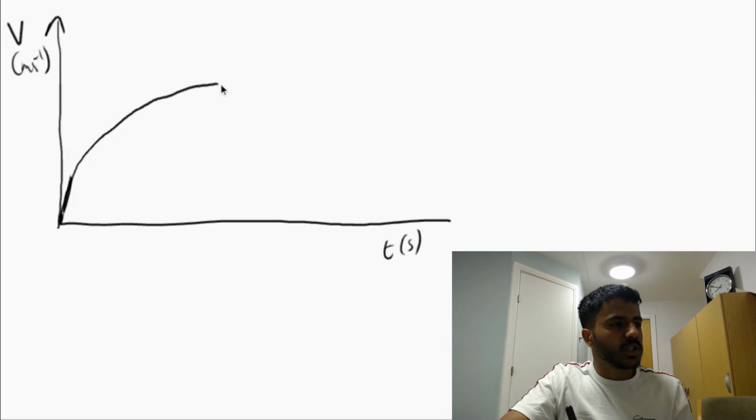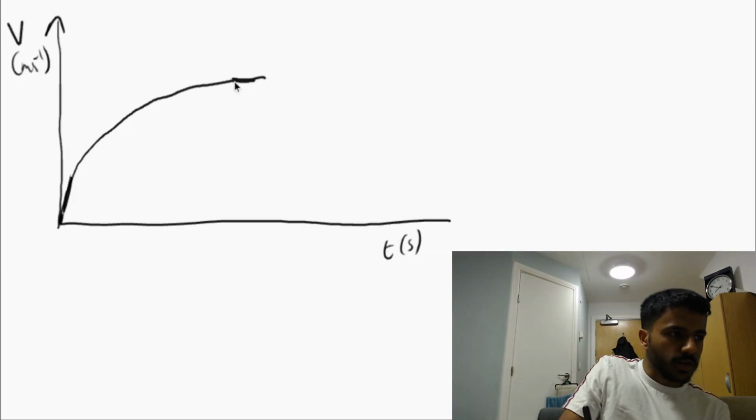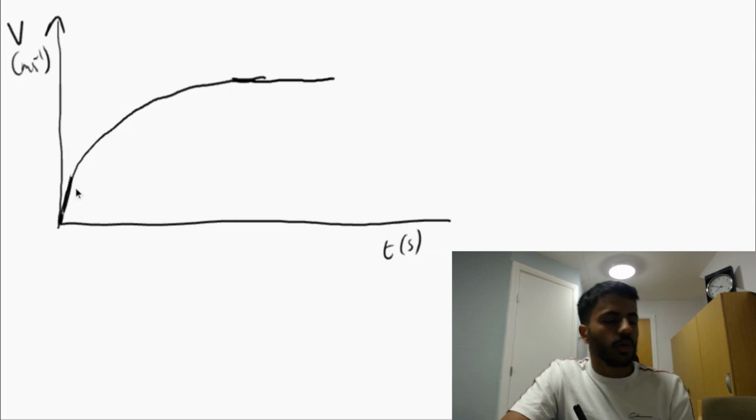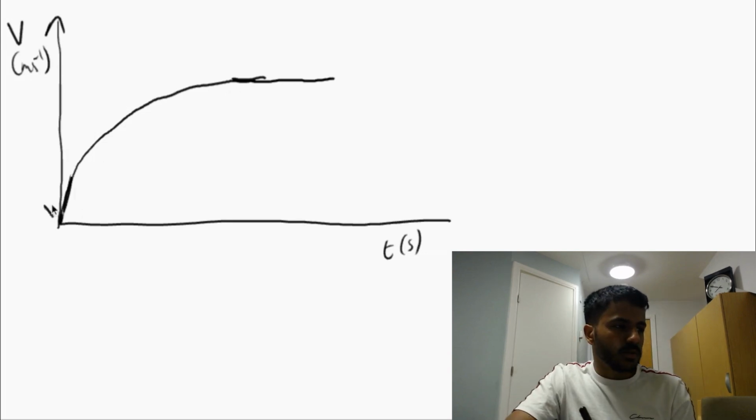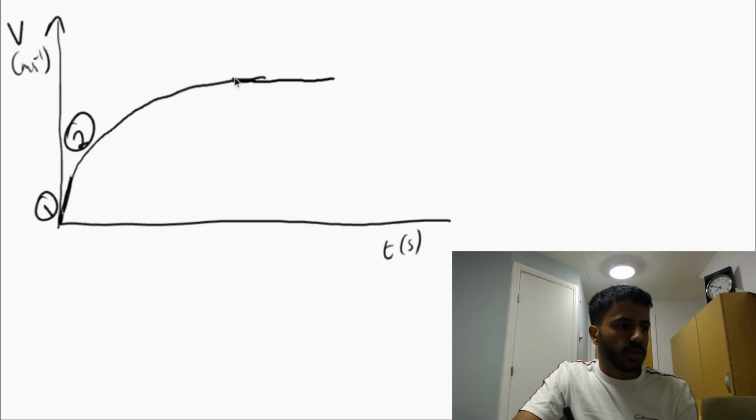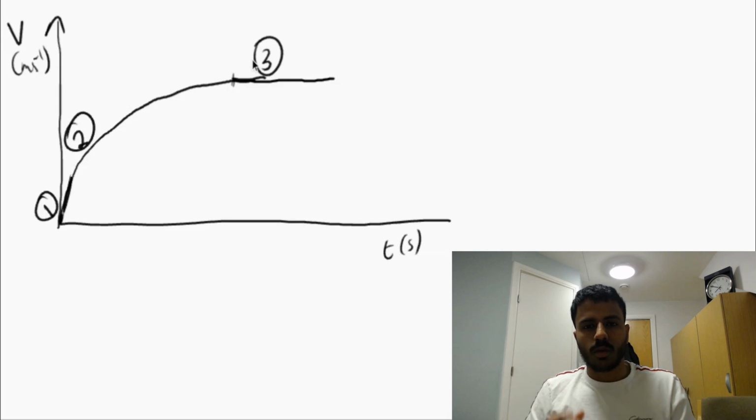So it's going to look something like this. And eventually we said it was going to reach this terminal velocity, and it may travel at this terminal velocity for some time. So in terms of our figures, at this point is point 1, point 2 is when it starts to slow down, and point 3 is here when it's now traveling at that constant terminal velocity.